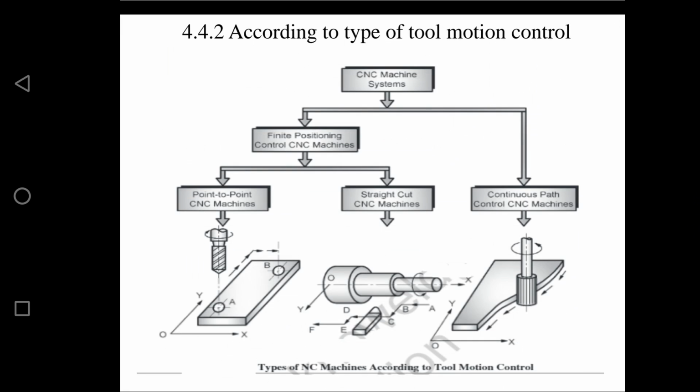So this is the first classification. The second one is divided according to the type of tool motion control. We have two types of CNC and NC machines according to type of tool motions. The first one is the finite positioning control NC machine, and the second one is the continuous path control NC machine.